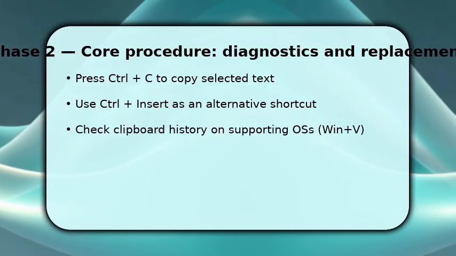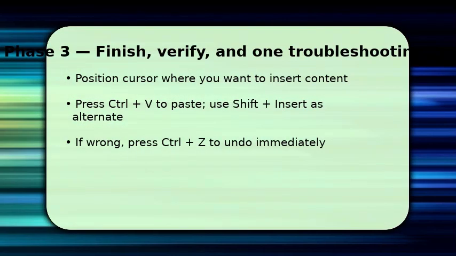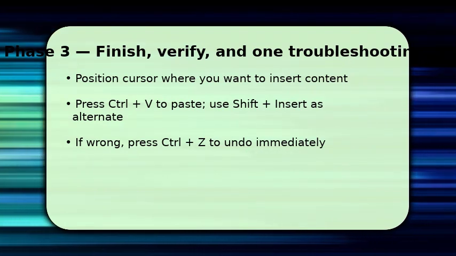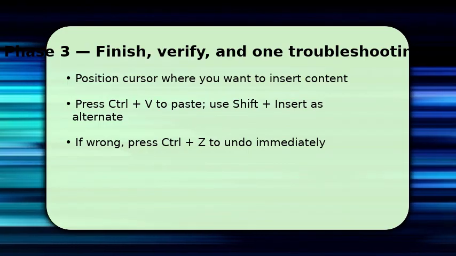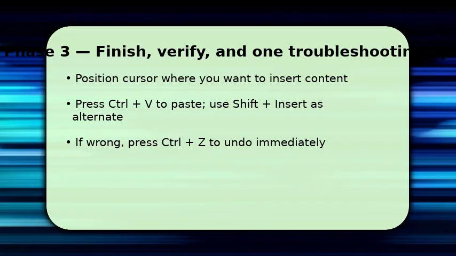Now paste the copied content into its new location. Place your cursor carefully where you want the insertion, then press Ctrl+V to drop the clipboard contents there. If your keyboard prefers it, Shift+Insert works as an alternative. Once pasted, verify formatting and content. Make minor edits if needed. If you accidentally pasted in the wrong place, immediately press Ctrl+Z to undo. If the paste fails, check that you actually copied the selection, and that.